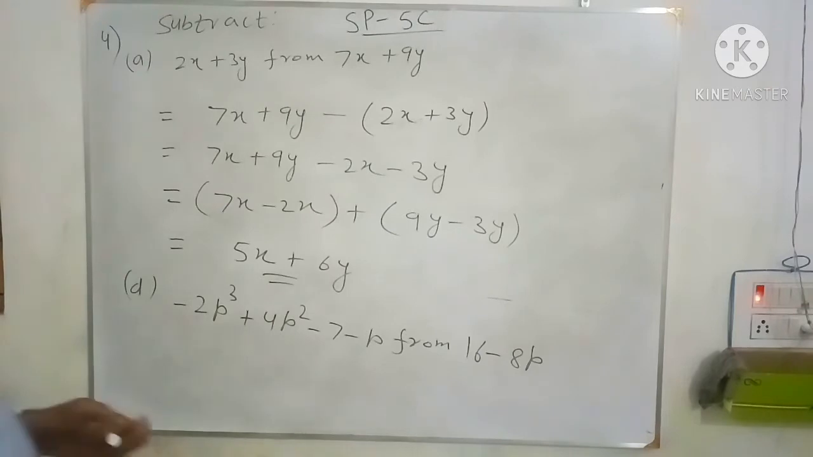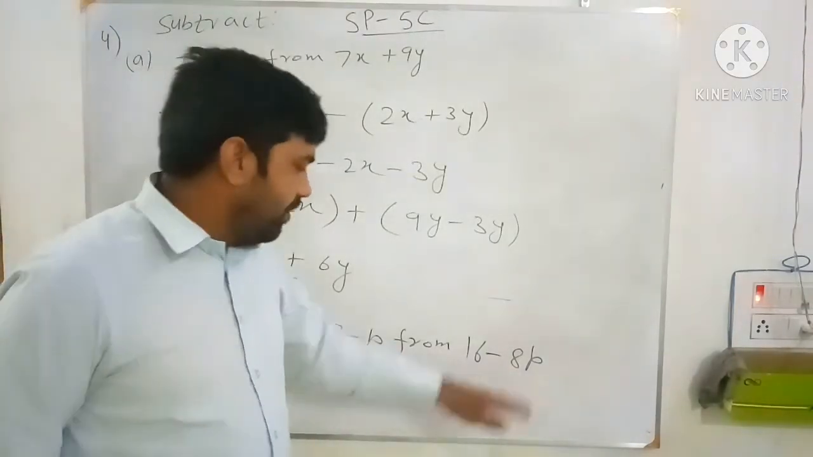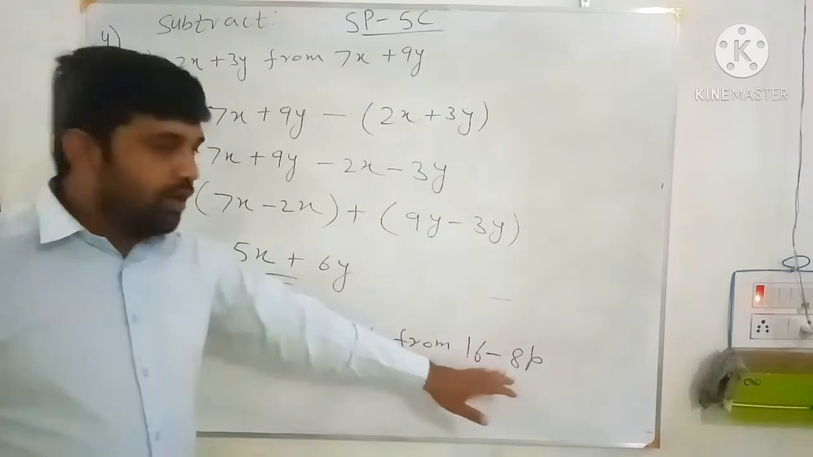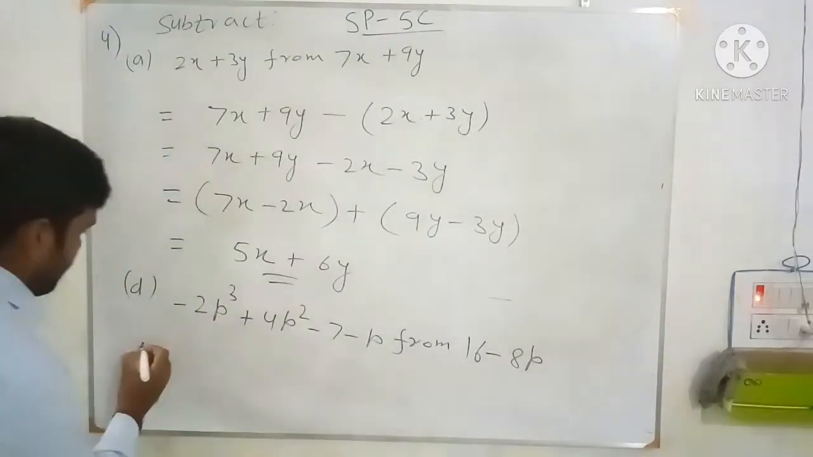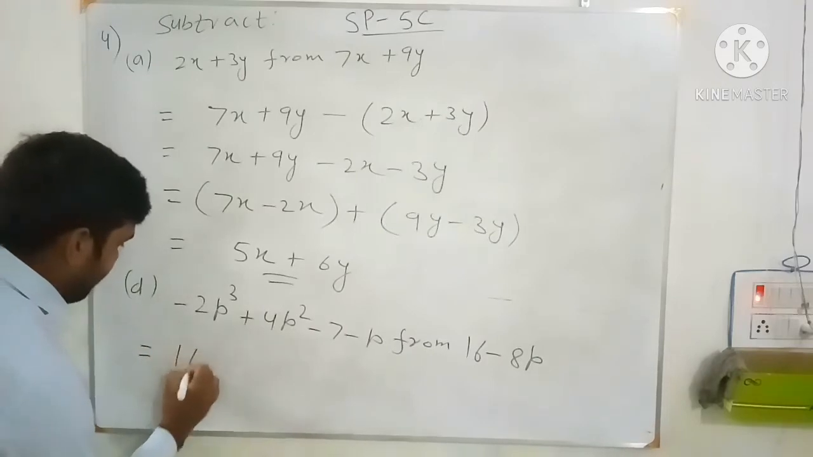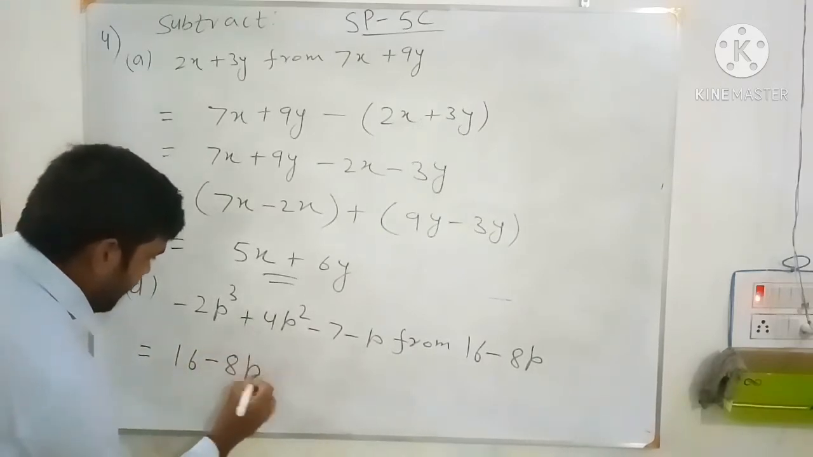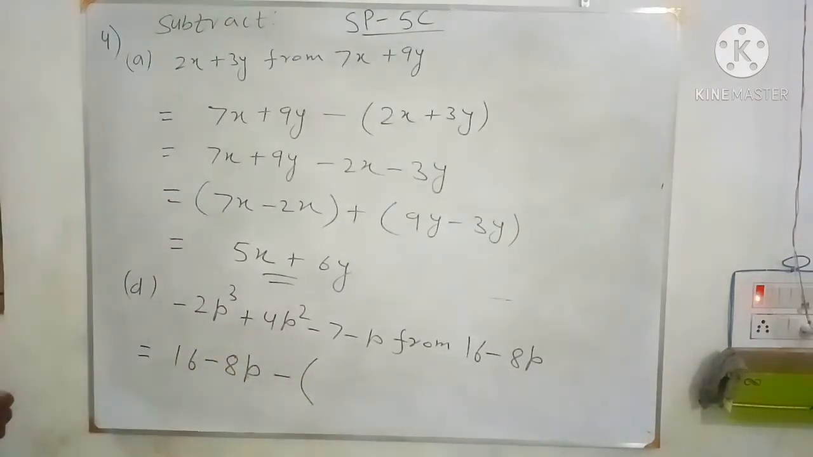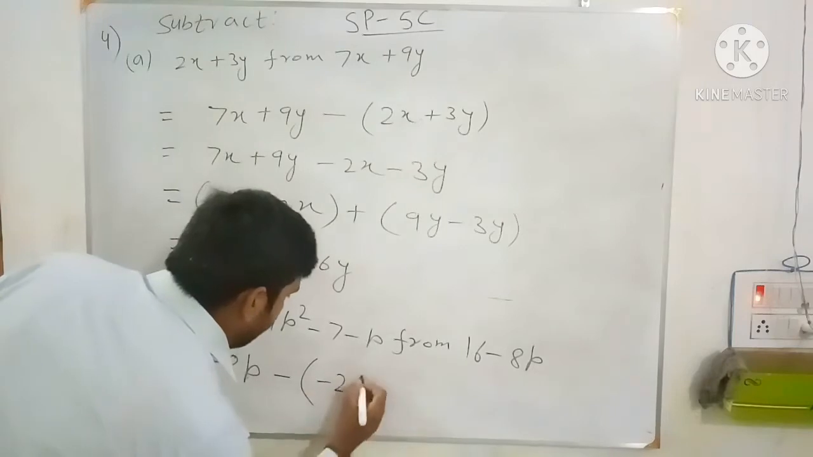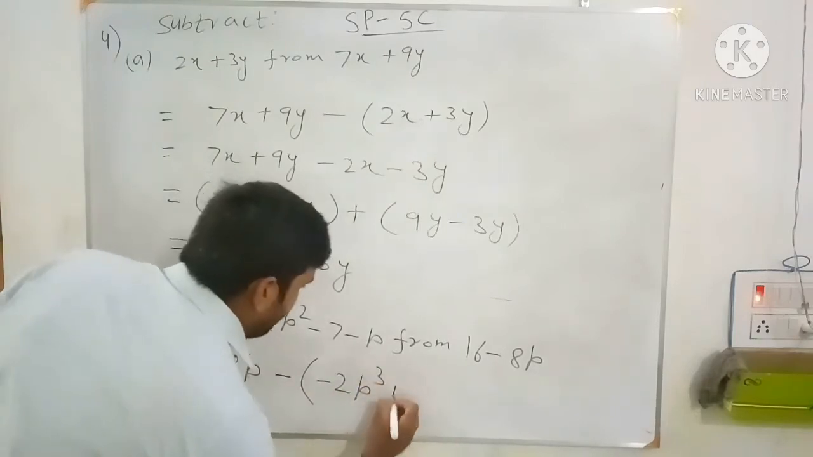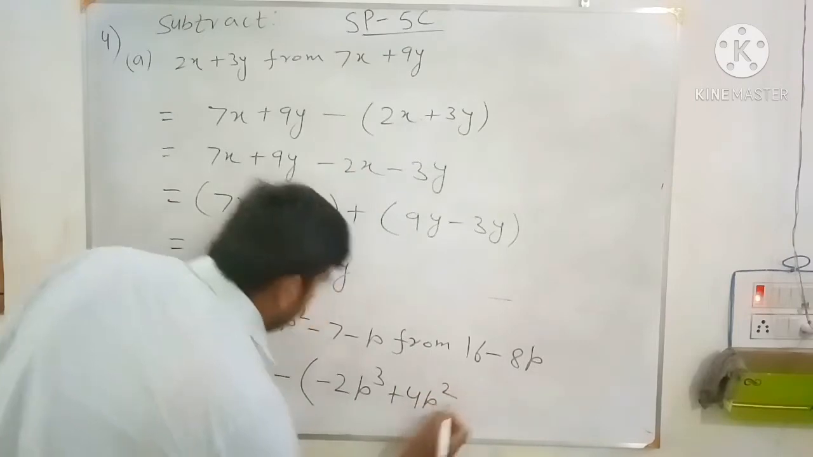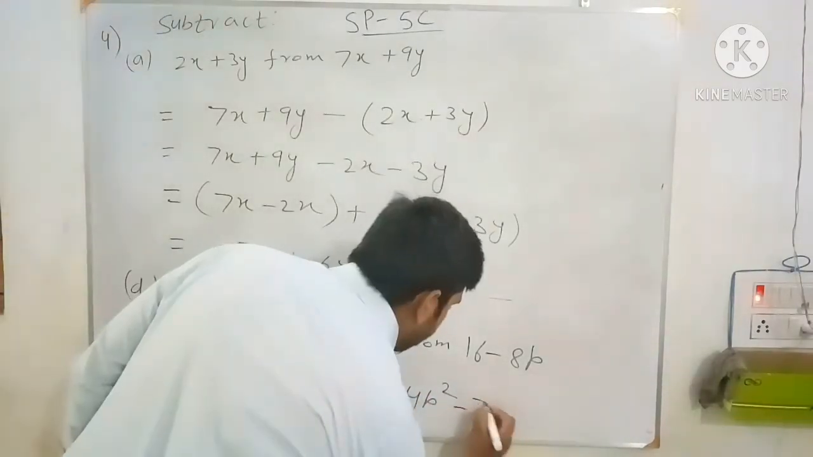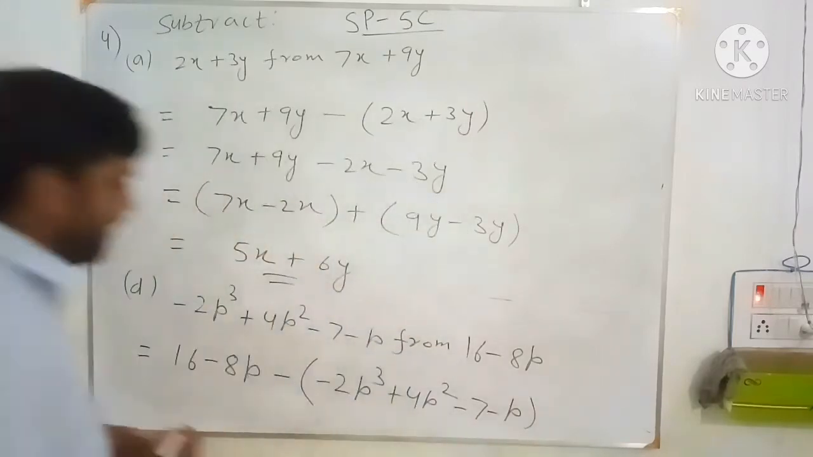So we write the polynomial after the from at first. What is the polynomial written after from? That we write first here: 16 minus 8p. From this polynomial we subtract the first polynomial. What we have to subtract, that we write in the bracket: minus 2p cube plus 4p square minus 7 minus p.